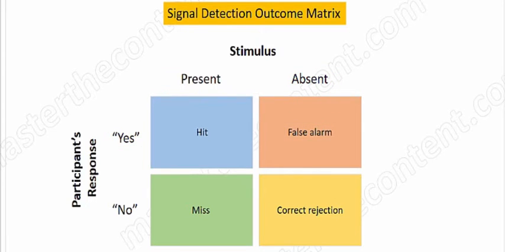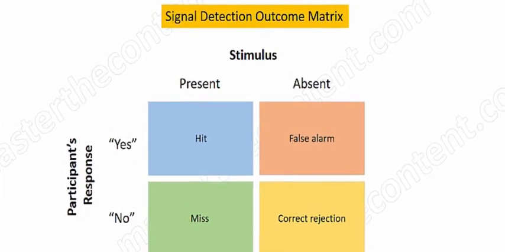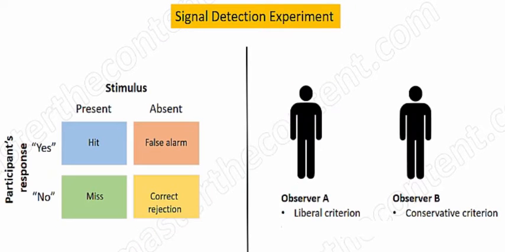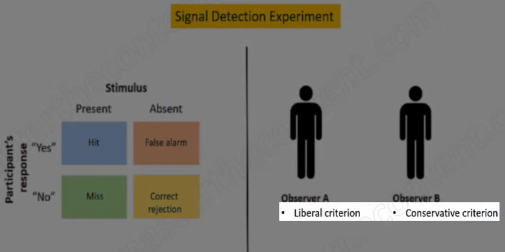Moving on, in signal detection theory, we can use the number of hits relative to the number of false alarms to measure the degree to which an observer's performance is due to their sensitivity to the stimulus or their decision criterion. If we zoom out a bit here, let's consider how the results differ between observer A and observer B if they only differ in their criterion level, that being their decision criterion.